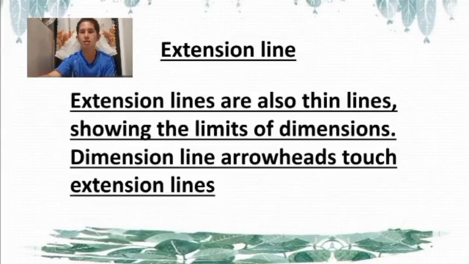Next is the extension line. Extension lines are also thin lines showing the limits of dimensions. Dimension line arrowheads touch extension lines. Extension lines extend from the surface of the object and establish the size of any dimension. They do not touch the object lines and extend slightly past the dimension line. Extension lines provide a means of displaying a measurement without placing the dimension line on the part.